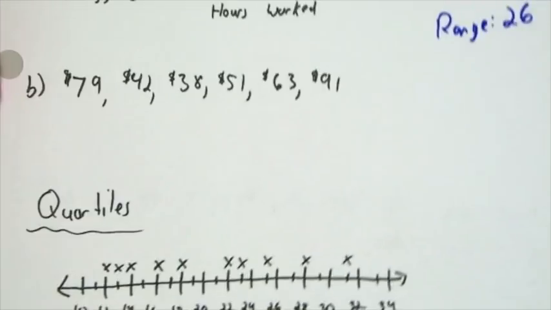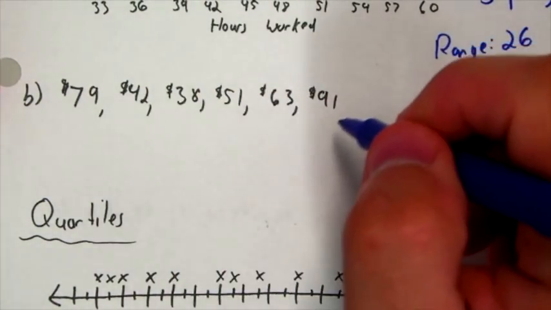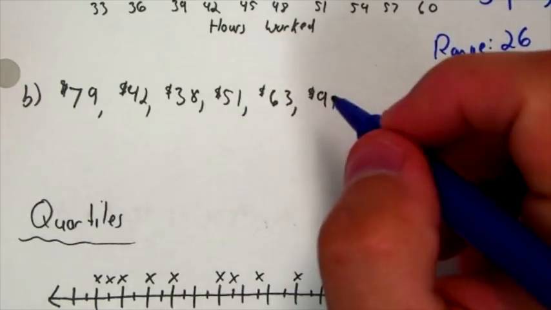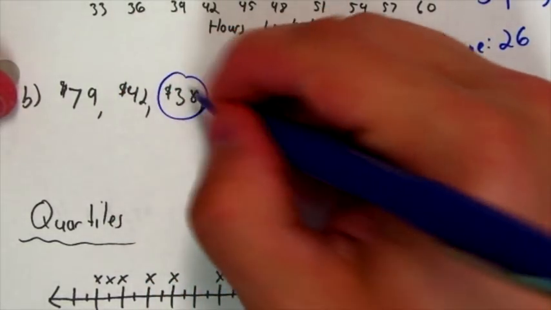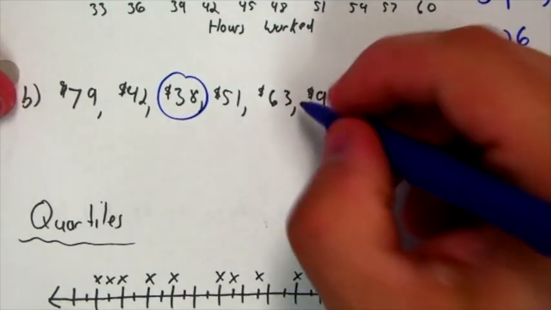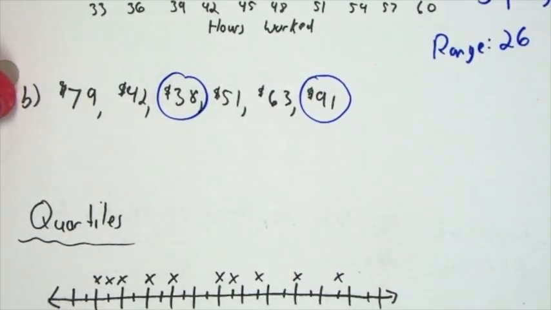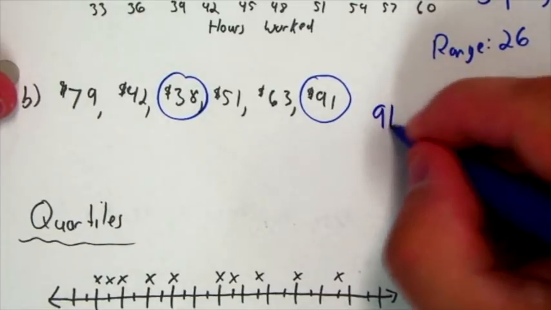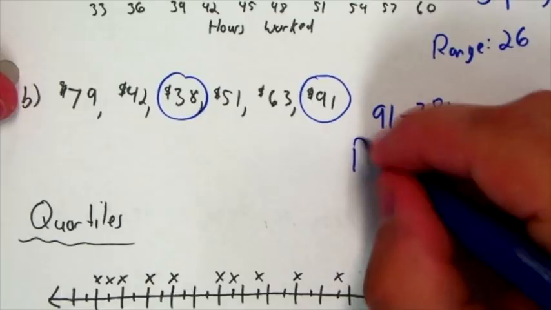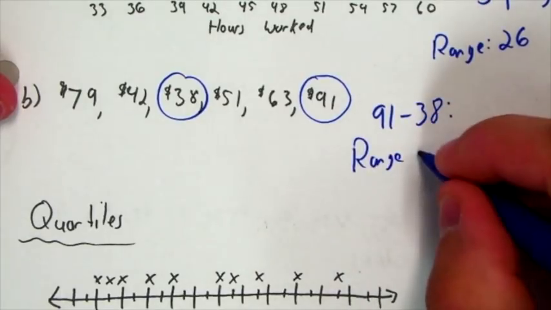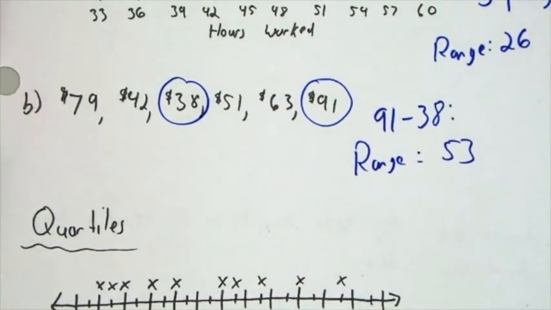Letter B. We don't necessarily need to put these in order from least to greatest. We just need to be able to find the lowest number and the largest number. So going through here, here's the lowest number here, and this is the largest number. So I'd have 91 minus 38. And if I go ahead and do that, the range would be 53. The range is pretty simple and straightforward to find.